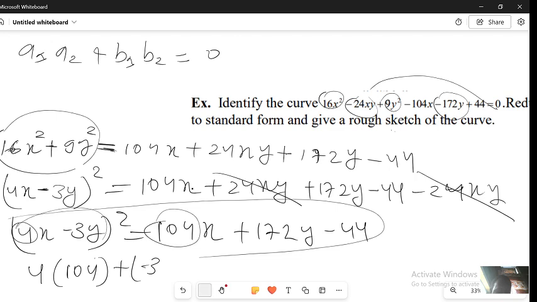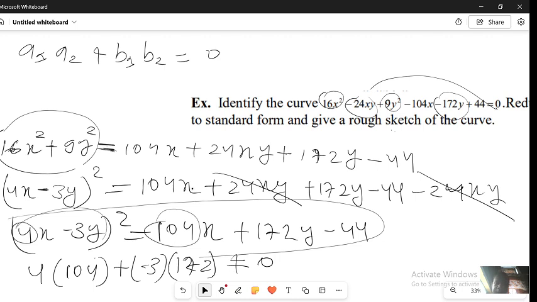This one is different from 0. That means these two do not form a right angle. If they do not form a right angle, we have to add plus k here so that it will form a right angle. How? Now we'll see.